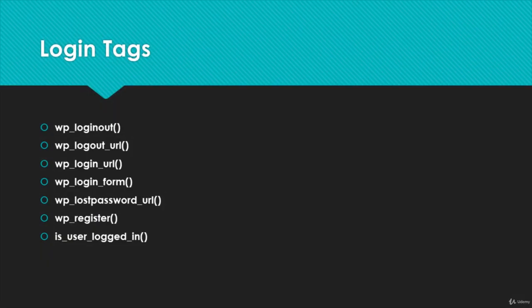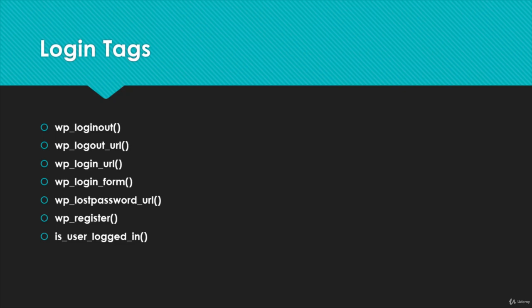The next set of template tags are login tags. We haven't gone over authentication in this course, but we will soon. This is just a general overview. The first function is the wp_login_out function that will output a link to the login or logout pages depending on if the user is authenticated. The next 2 functions will provide the URL to the login or logout URLs. This is just in case you don't want to use the function above and have more control over your links.